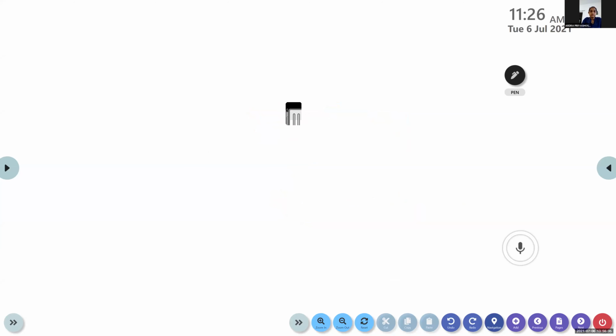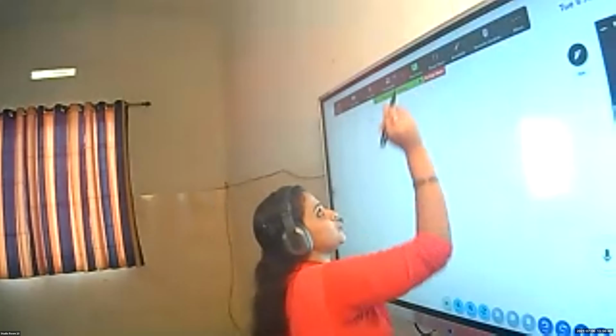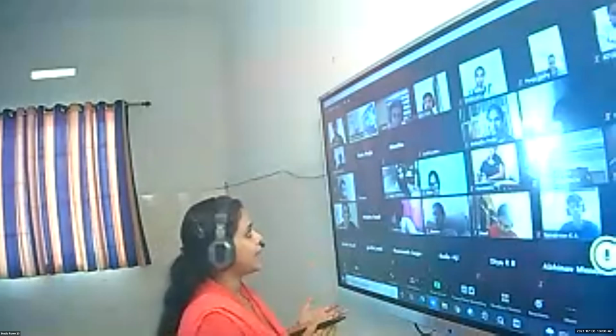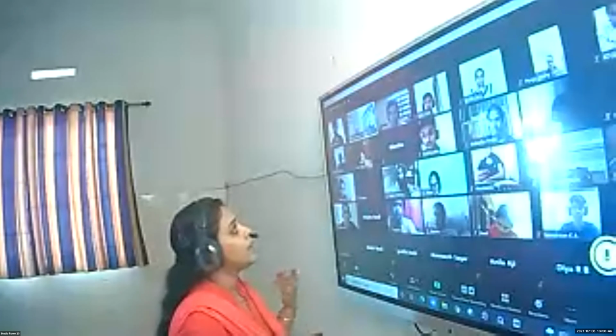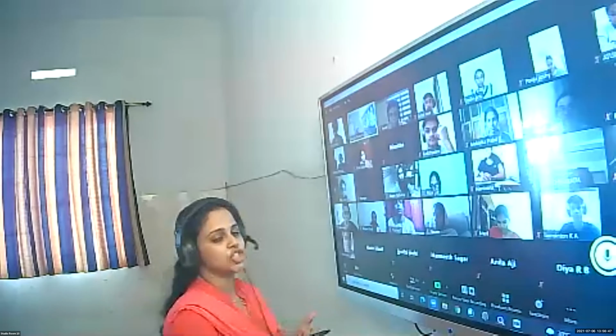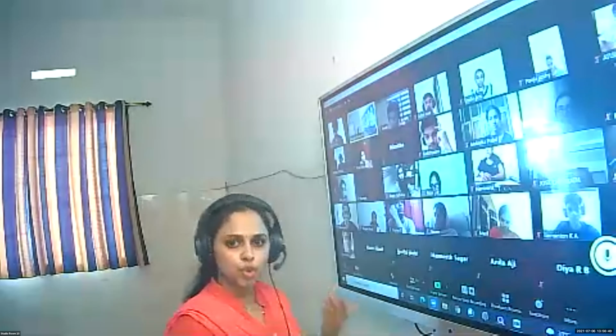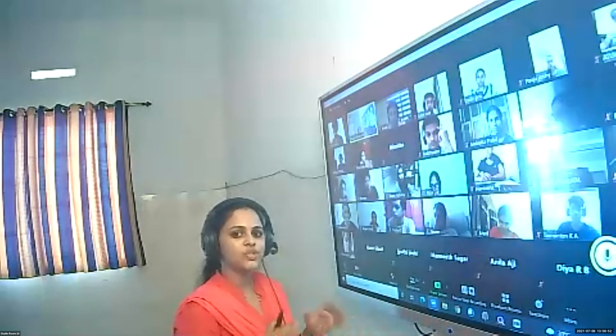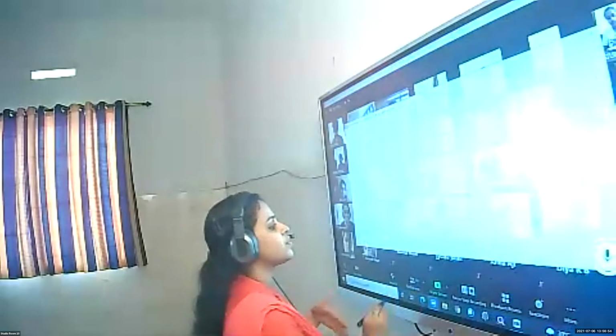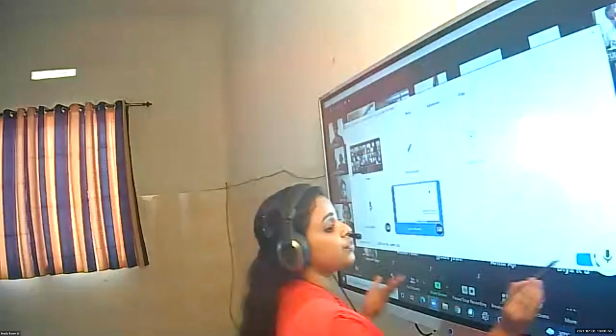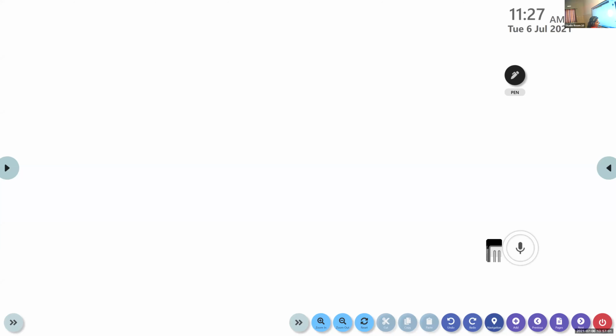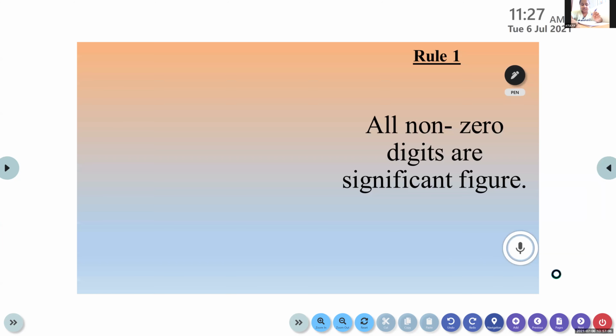Okay. So now we have to follow certain rules in order to determine or calculate the significant digits, or significant figures, in a measured value. You don't need to learn these rules by heart, you just try to understand. Through practice, we can find out the significant figures present in the measured value. So now let us see the rules.